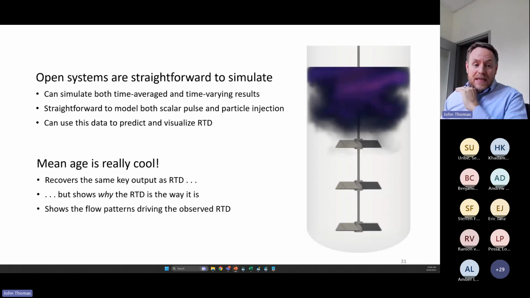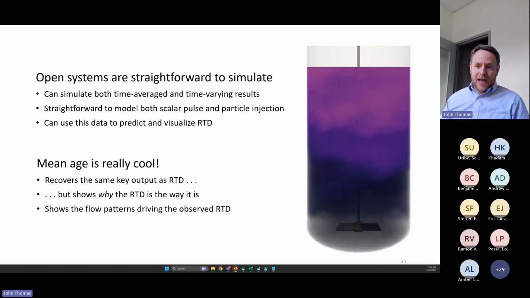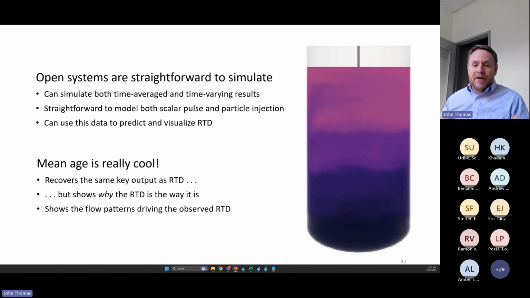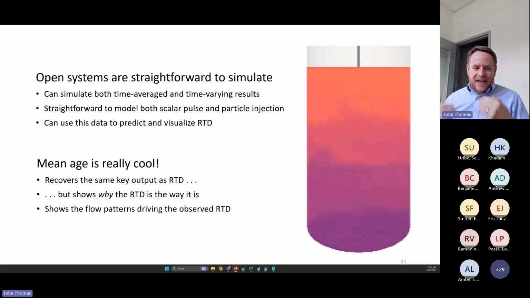Open systems are easy to simulate when you can do these time-accurate three-dimensional runs. The boundary conditions can be time-varying. The flow physics can be time-varying. That's not a problem at all. Importantly, we can do RTD calculations in the exact same way you do them inside the lab.